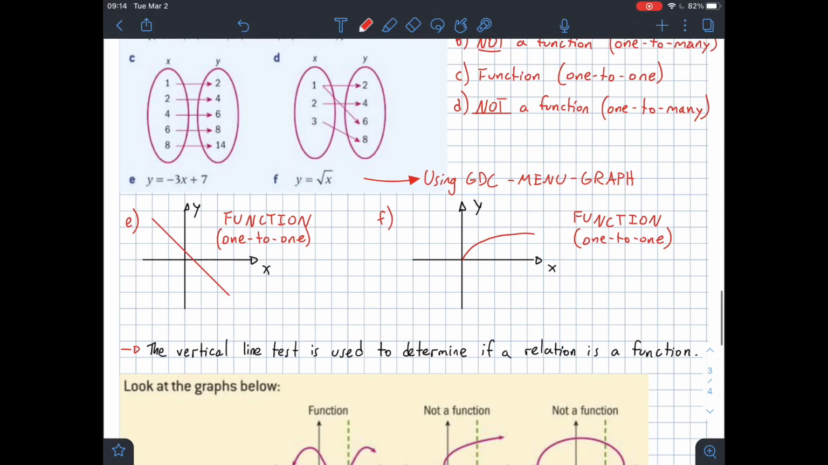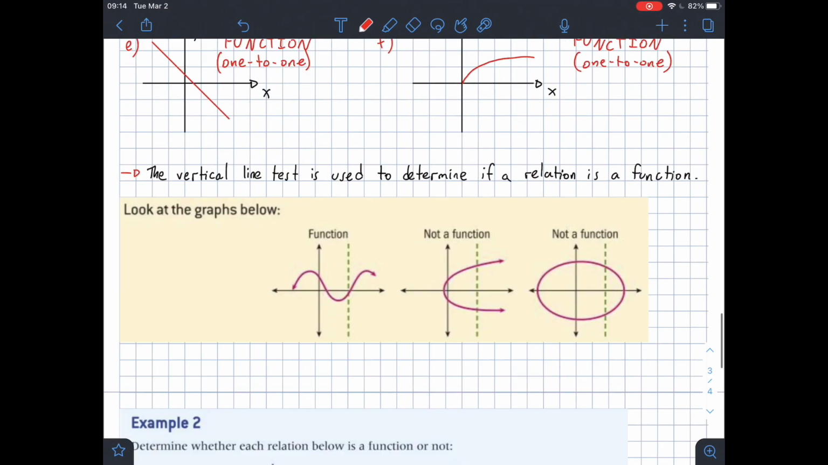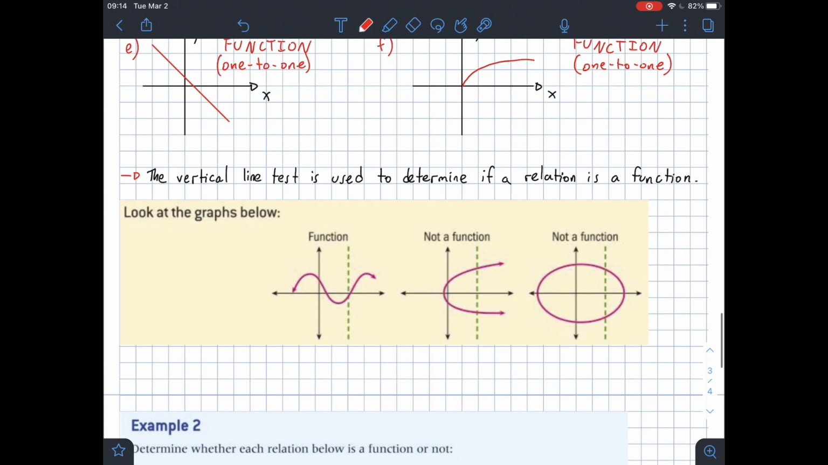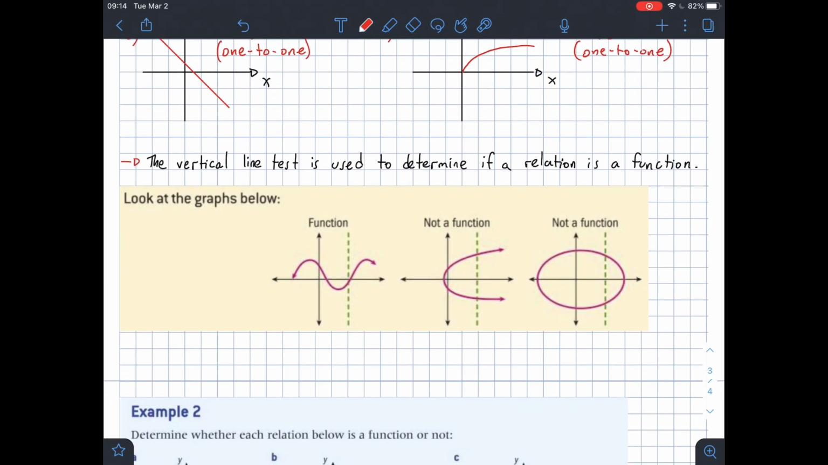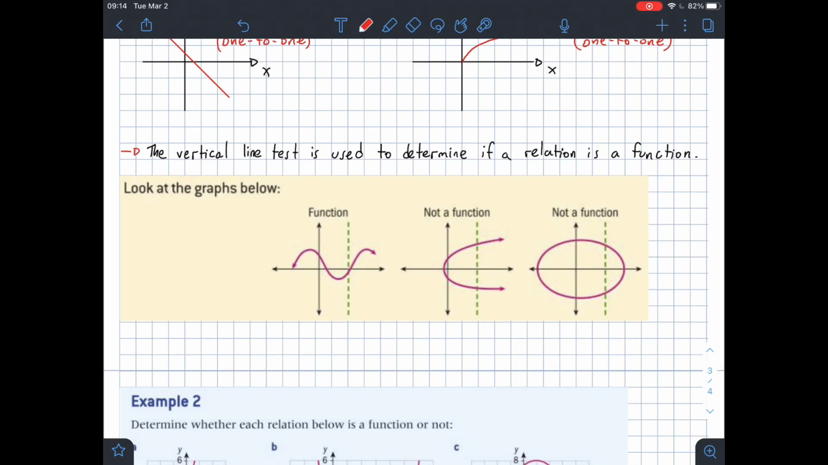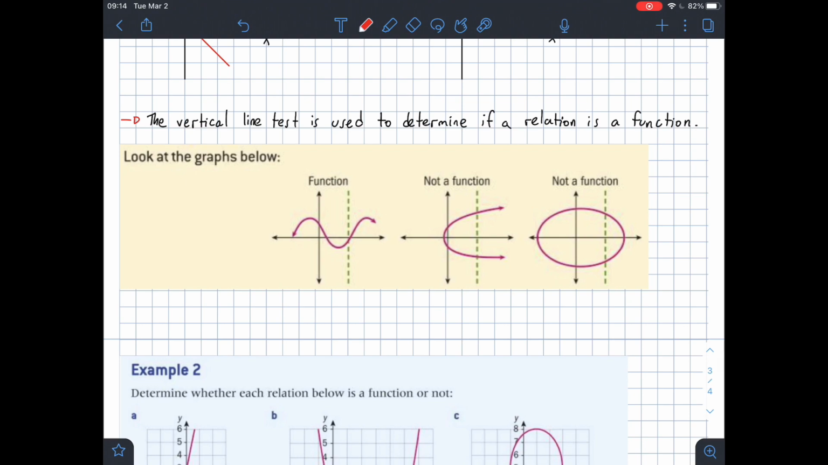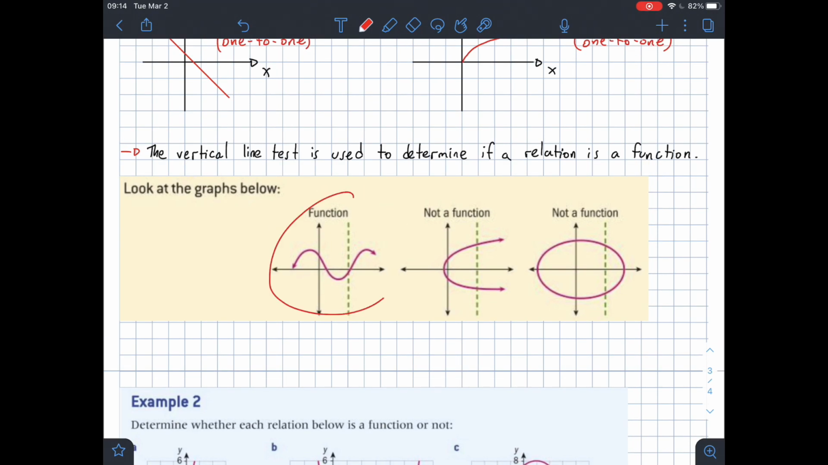Now I'm going to show you one last concept before we're done with this class, which is called the vertical line test. It says, the vertical line test is used to determine if a relation is a function. This is a very practical technique used in order to quickly determine whether a relation is a function or not. So look at the graphs here. We see that this, for example, is a function, basically because for every vertical line that we trace, we're always cutting the function only in one point.